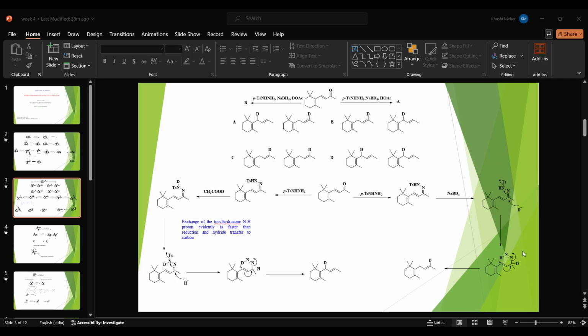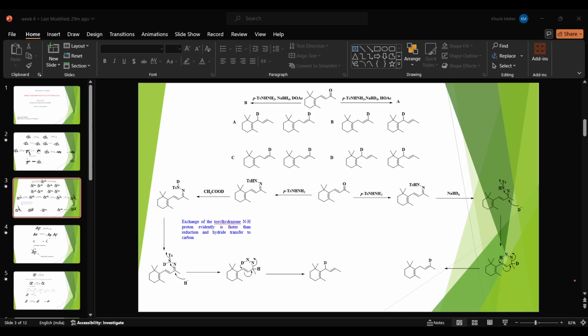This will be our hydrogen, and our deuterium will come here. In the first case, when you use deuterated sodium borohydride, the deuterium comes in when the hydride attack happens on the imine. In that position only, we will get deuterium, like this.